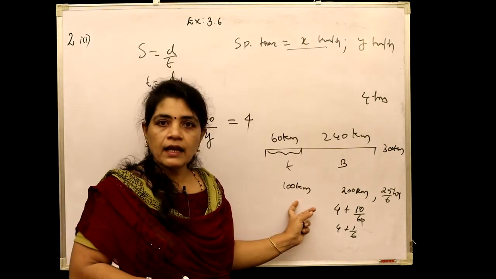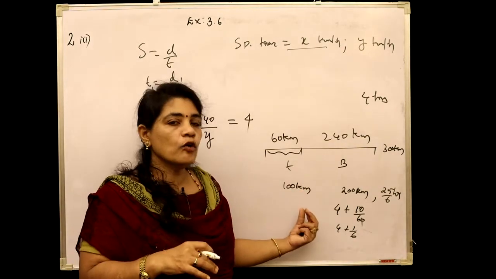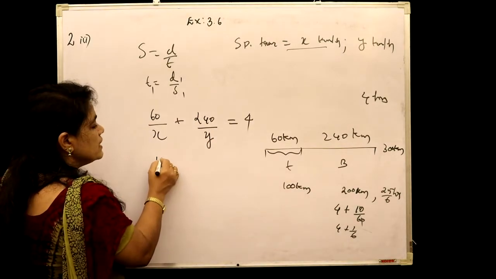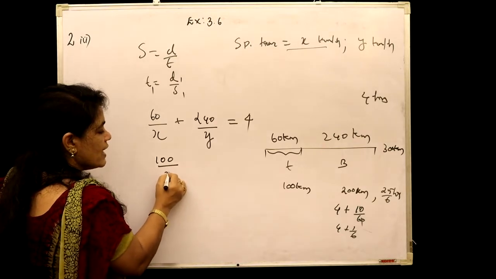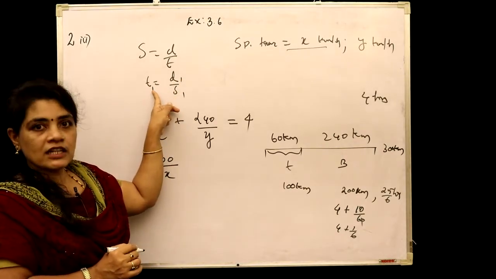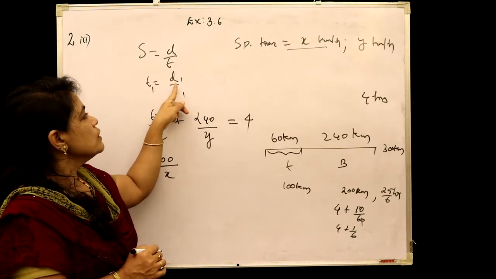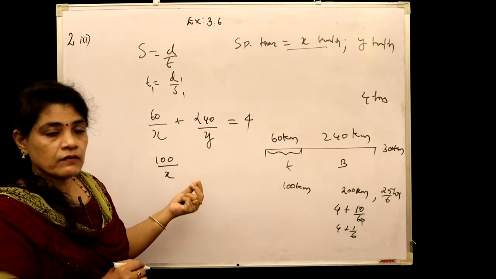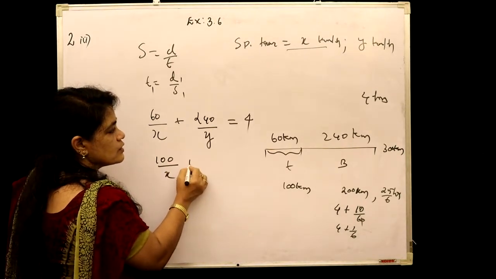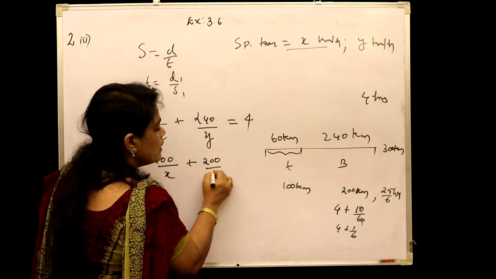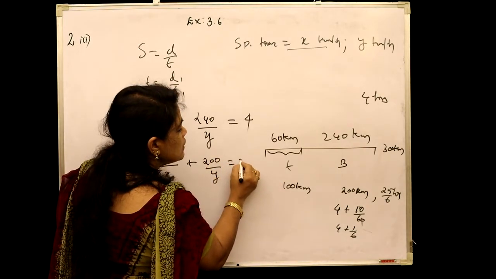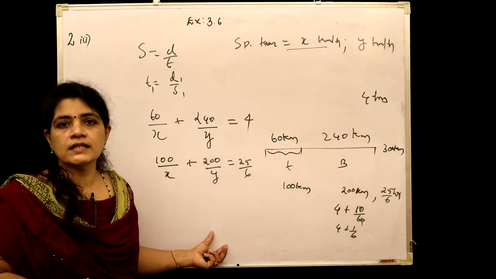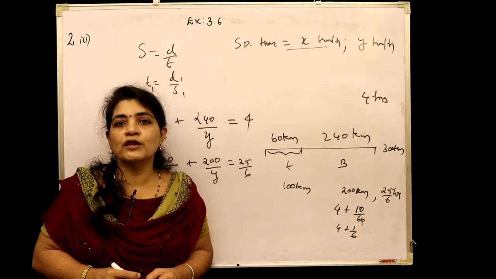And secondly, in the second case, 100 kilometers by train. By train, x is the speed, and with respect to time we are forming the equation. So d1 by s1, that is distance by train, so distance is d1 we have taken. So 100 by x plus 200 by y is equal to 25 by 6. How the equation is formed is clear, children? Yes, now we are going to solve this.